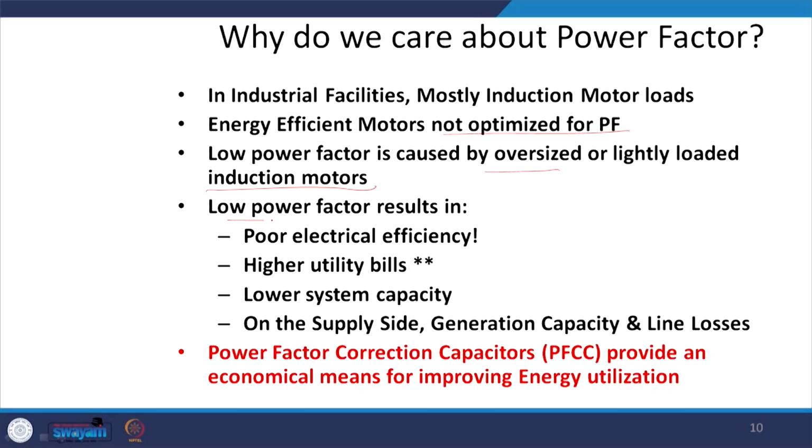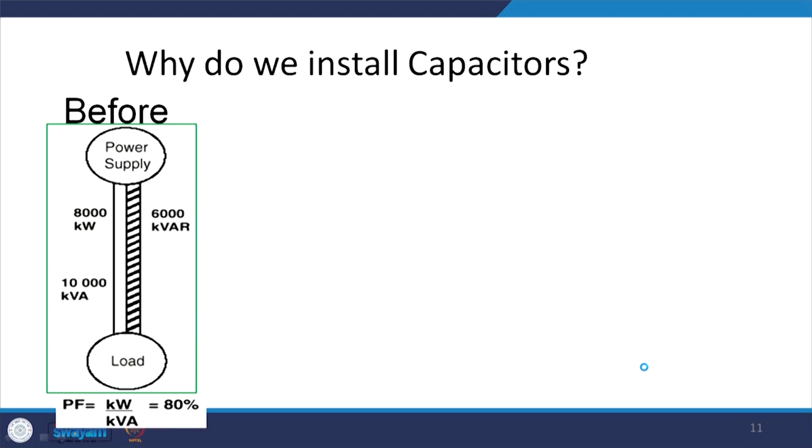Low power factor has so many problems. It results in poor electrical efficiency, higher utility bills, lower system capacity on the supply side, reduced generation capacity and line losses. Apart from that, power factor correction capacitors provide an economical means of improving the energy efficiency. That is one of the greatest merits of this entity.